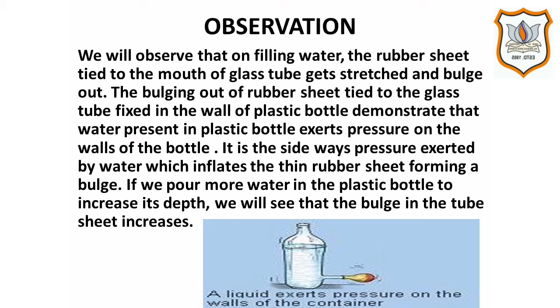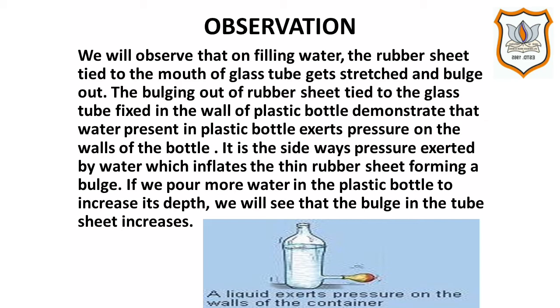The bulging out of the rubber sheet tied to the glass tube fixed in the wall of the plastic bottle demonstrates that water present in the plastic bottle exerts pressure on the walls of the bottle. It is the sideways pressure exerted by water which inflates the thin rubber sheet, forming a bulge.